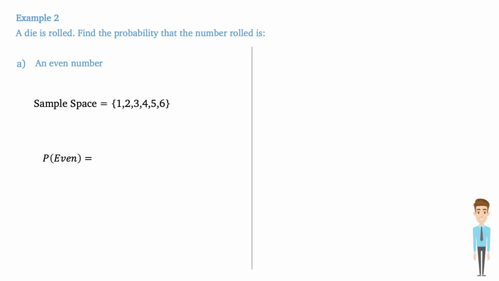So to find the probability of rolling an even number, we set up our fraction. The denominator is the total possible outcomes, which is 6, the size of the sample space. Now for the numerator, this is the outcomes we're interested in, which in this case is 2, 4, 6, totaling 3 different outcomes, giving us the probability of 3 out of 6, and we can simplify the fraction to 1/2.